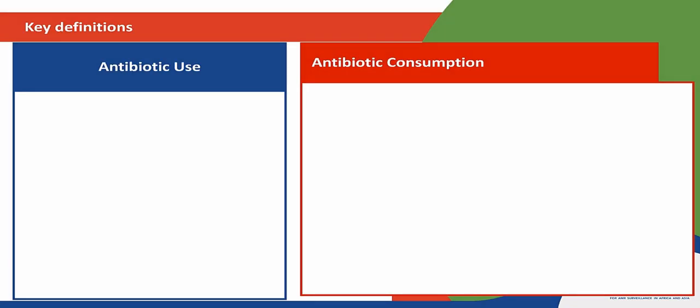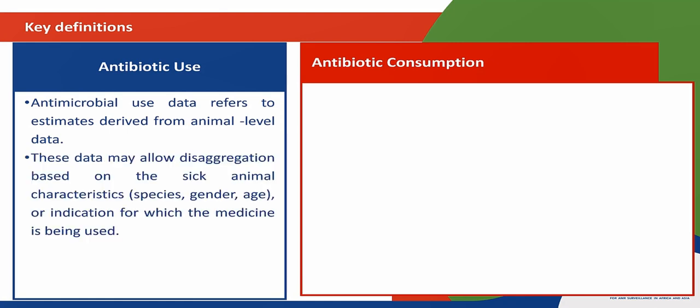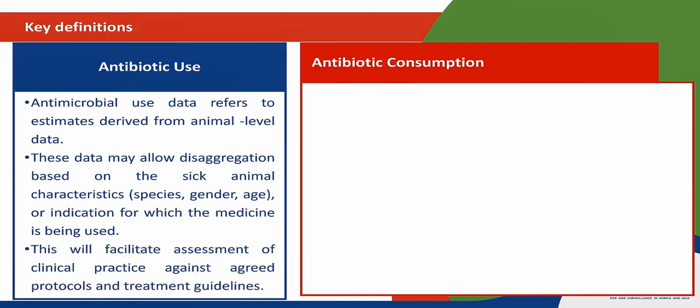Antibiotic use. This slide summarizes the definitions of AMU and AMC in animal health. Antimicrobial use data refers to estimates derived from animal level data. These data may allow disaggregation based on the sick animal characteristics, species, gender, age, or indication for which the medicine is being used. This will facilitate assessment of clinical practice against agreed protocols and treatment guidelines.